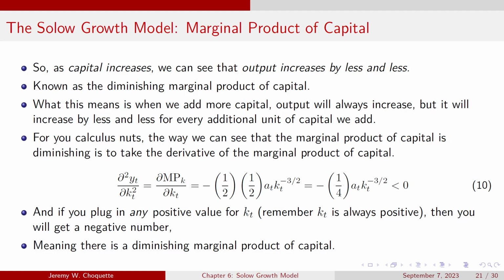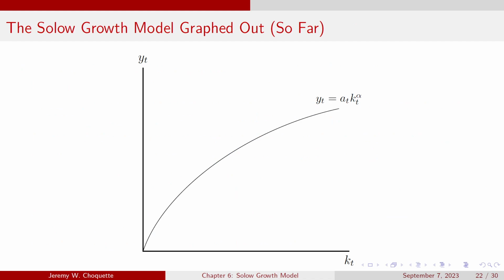If you like calculus, more calculus, we can see the marginal product of capital is diminishing by taking the derivative of the marginal product of capital, which is really the second derivative of the production function. And if I take that second derivative and evaluate it out, I get negative 1/4 times A times K to the negative 3/2. So for any positive value of K, that guy is going to be negative, right? Which tells me there's a diminishing marginal product of capital. So output's increasing at a decreasing rate. Hence, the slope, you can see it's increasing, albeit at a decreasing rate.